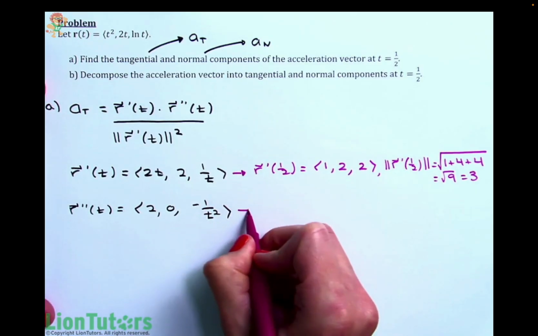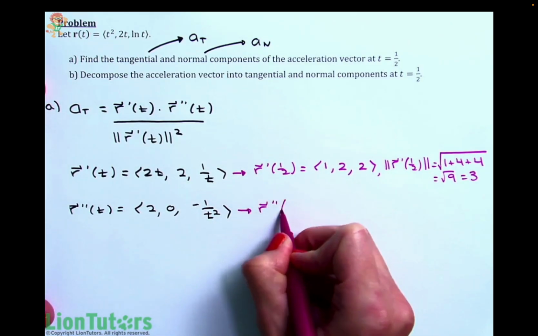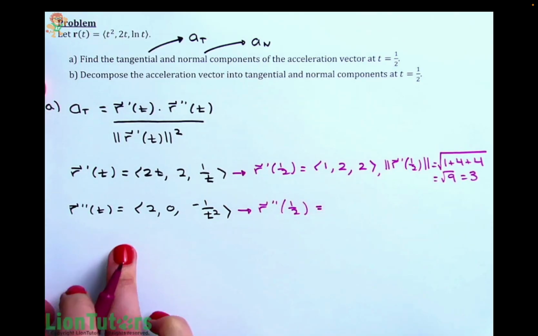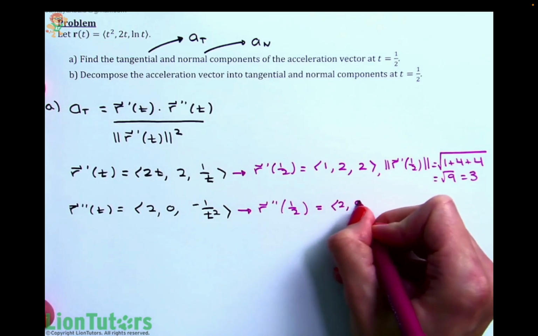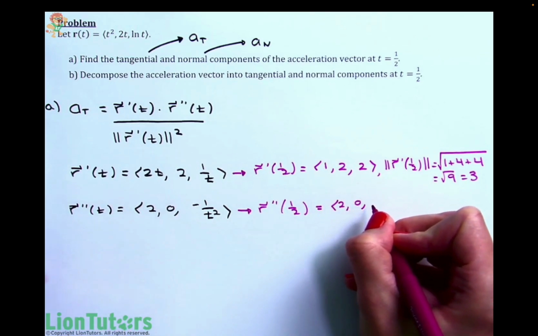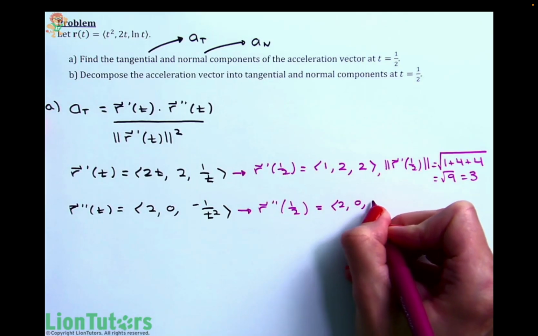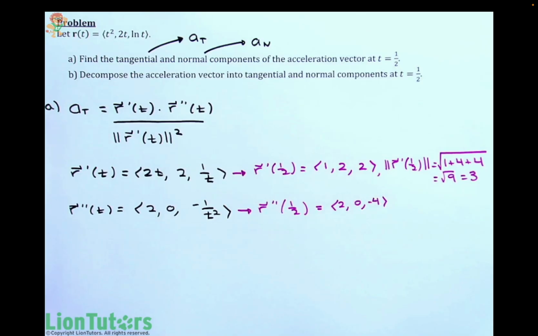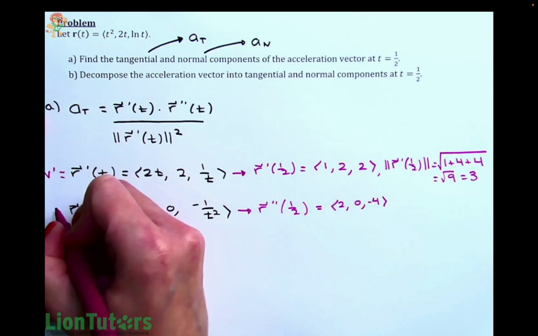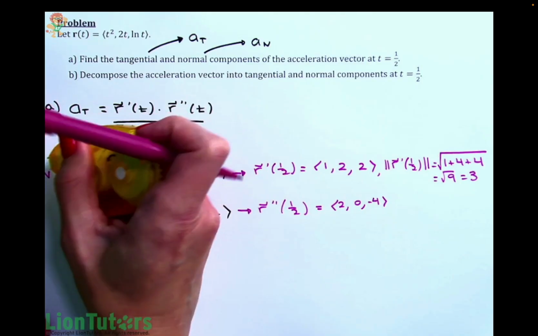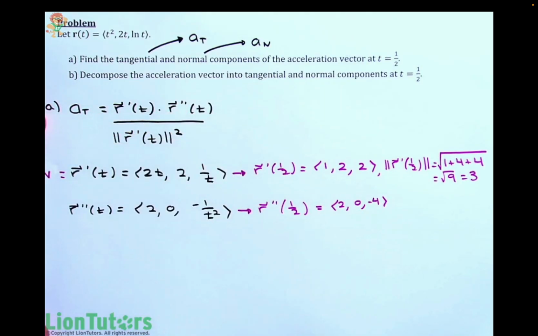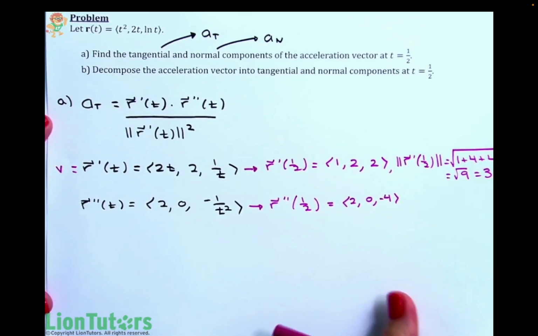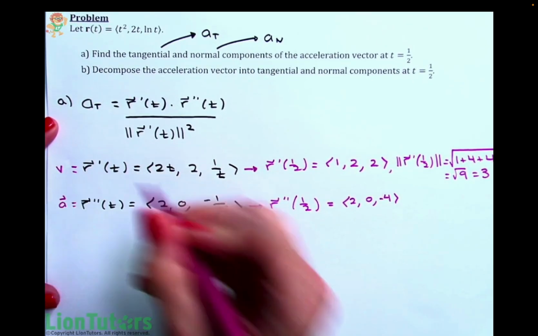And then I'll also plug my 1/2 into our second derivative, which would give us 2, 0, and negative 1 divided by 1/2 squared, which would be negative 1 divided by 1/4, which would be negative 4. Also worth noting, this is also known as our v, not v prime, just v, because the derivative of position is velocity. And this one over here is also known as our a, acceleration.